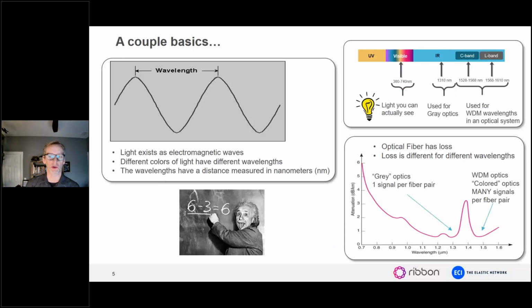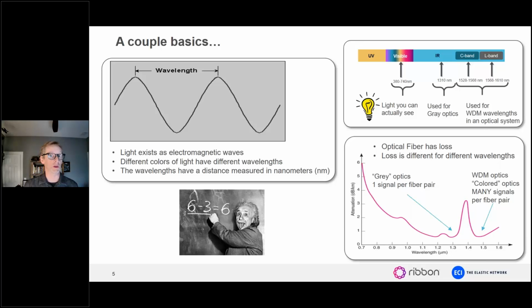So, one short physics-like lesson, just a couple of basics when we talk about optical. It's light, okay, and light exists as electromagnetic waves, and you can see a picture. It actually has a wavelength. So different colors of light have different wavelengths.